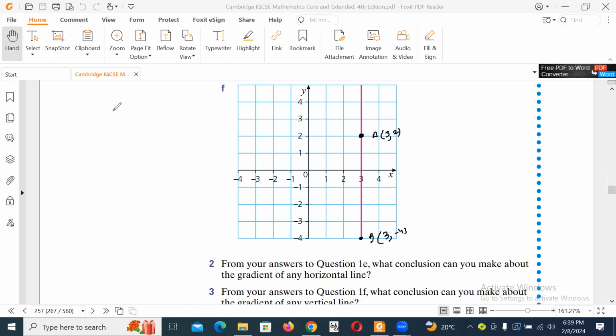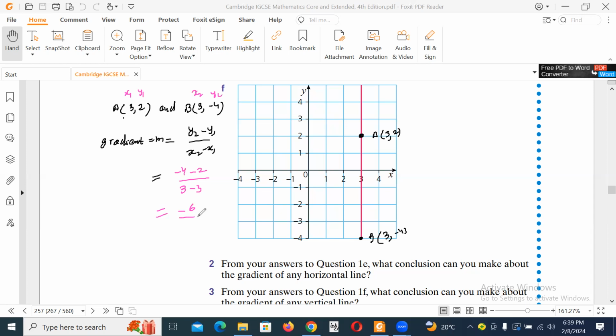So now what is the gradient? A is (3, 2) and B is (3, -4). We are looking for the gradient, and the formula is m equals y2 minus y1 over x2 minus x1. That means here we have x1, y1, x2, y2. So we have -4 minus 2 over 3 minus 3, and -4 minus 2 gives us -6 over 0. So anything divided by 0 gives us infinity.